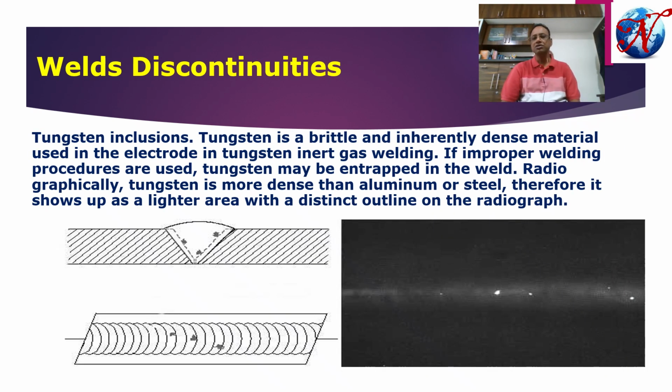This is the tungsten inclusion in the GTAW welding process. We know tungsten is the inert electrode normally used in GTAW, but due to contamination or uncontrolled welding, if tungsten has been melted and deposited into the weld, then it is known as a tungsten inclusion. Tungsten is a higher density material compared to steel, so that's why it appears as a white patchy area. It may be regular or irregular in shape, but the appearance will be white.